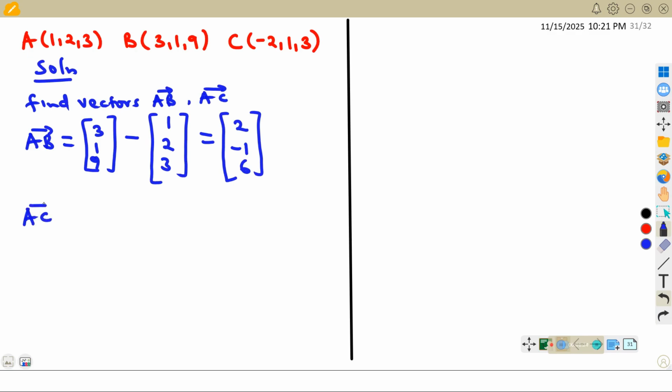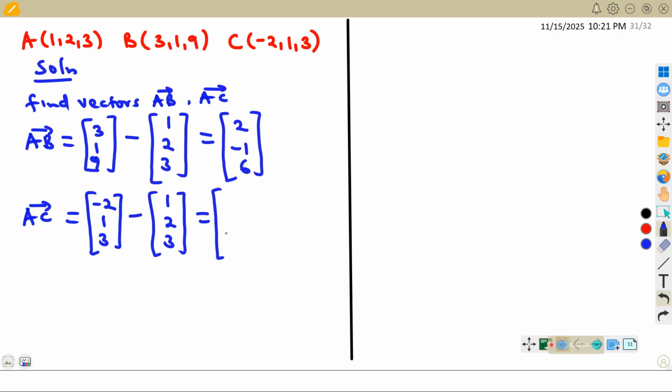Doing the same for AC, we shall be getting C minus A, negative 2, 1, and 3, and we shall subtract A, which is 1, 2, and 3. So this will give us negative 3, 1 minus 2 is negative 1, and 3 minus 3 is 0. So we shall get negative 3, negative 1, and 0.